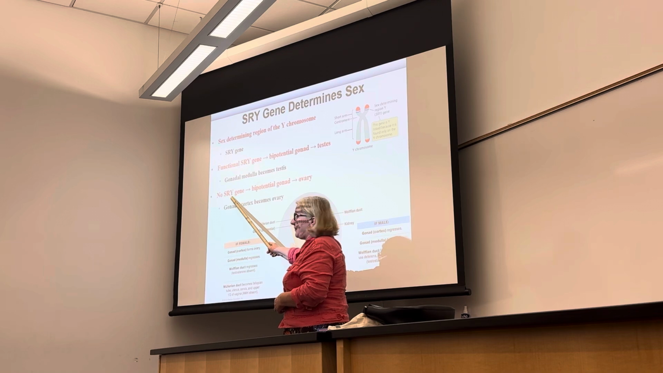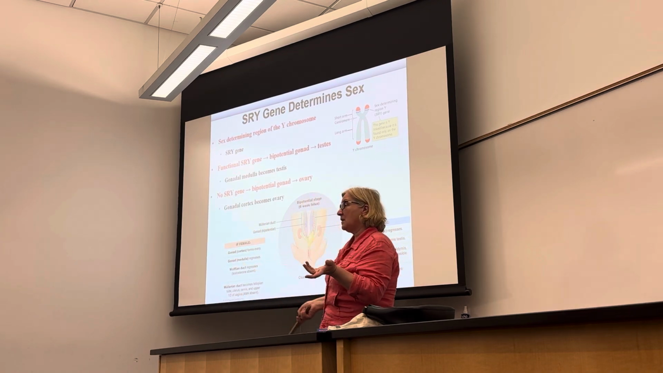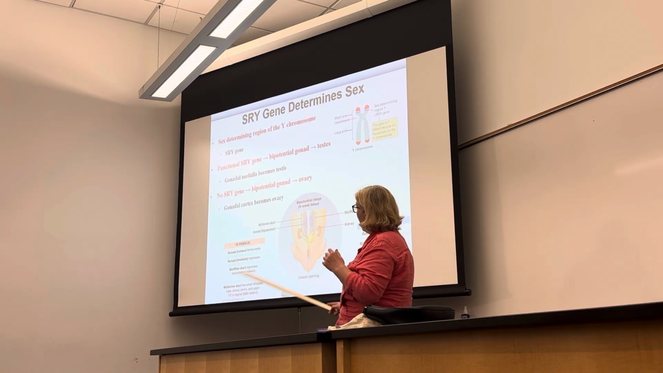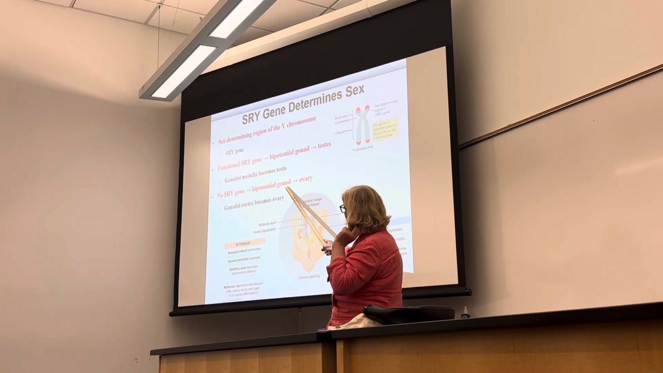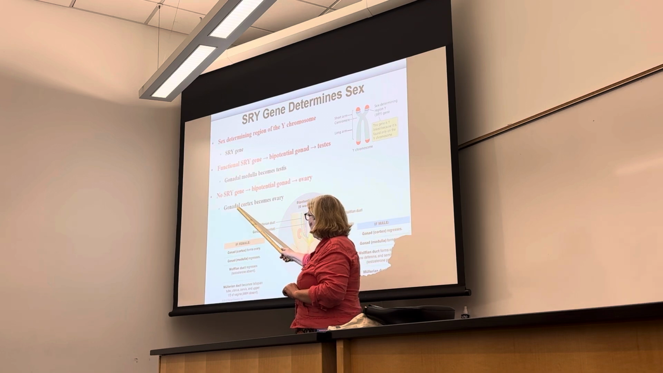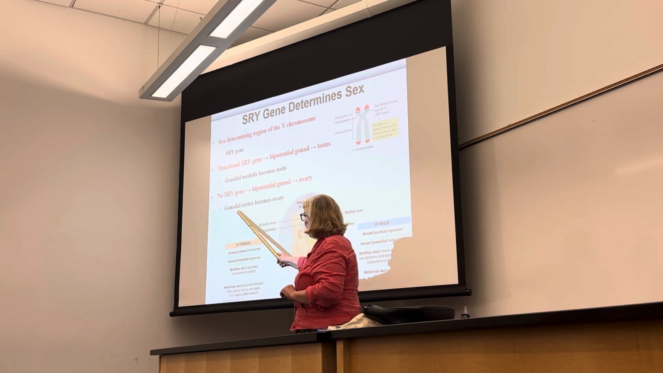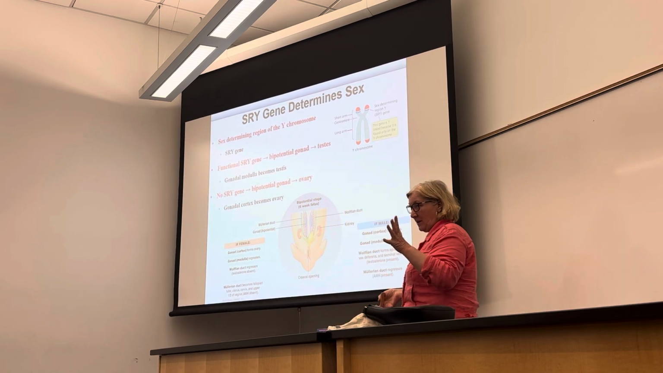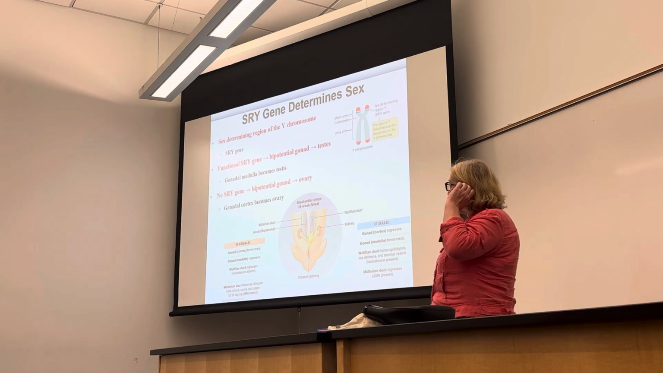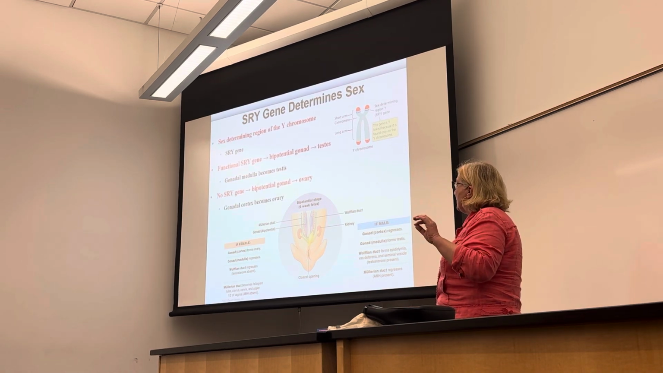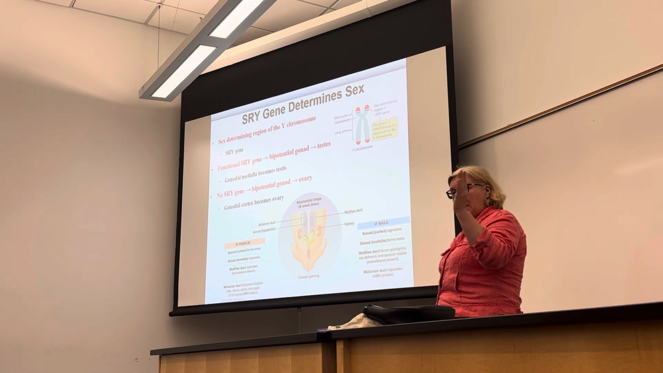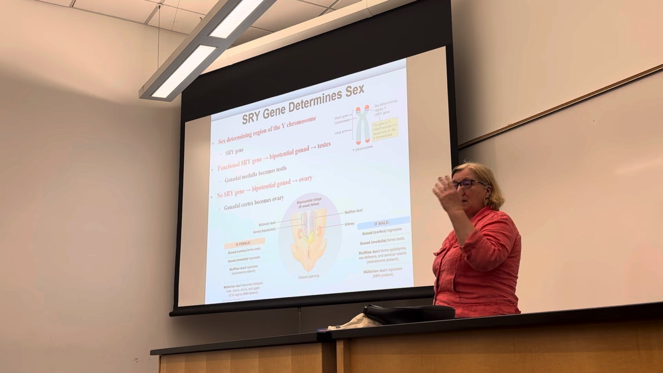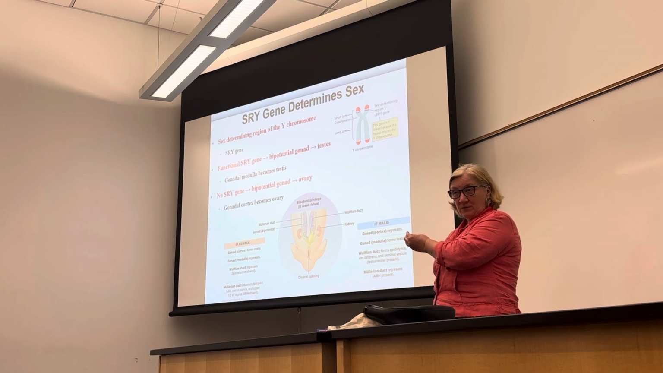And then if there is no SRY gene present, meaning there's only X and X, then the bipotential gonad will become ovary. I'll talk about the bipotential gonad in a minute. This embryonic tissue will become an ovary. So for now, what we need to memorize is that the SRY gene is the gene on the Y chromosome that makes testis development possible. In the absence of it, the embryonic tissue will develop into ovaries, right?